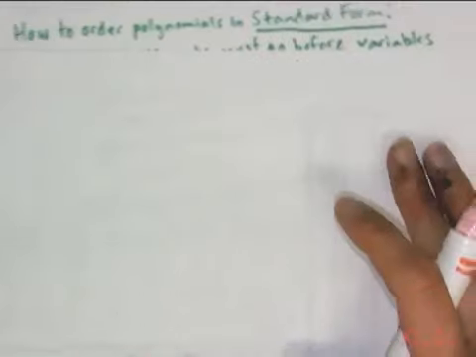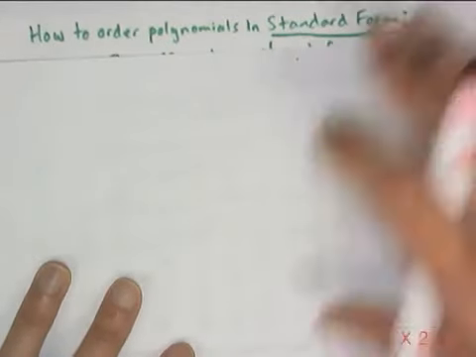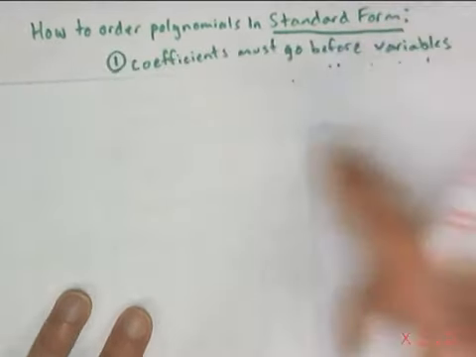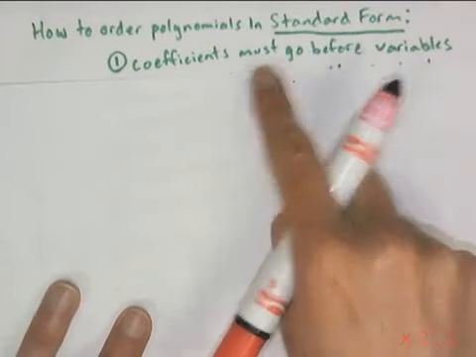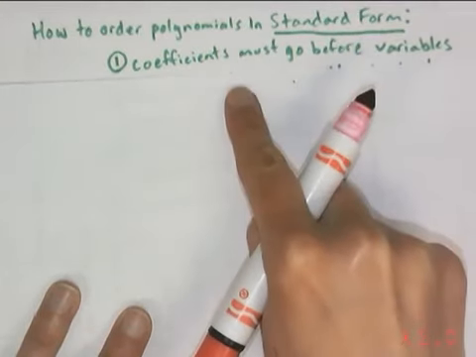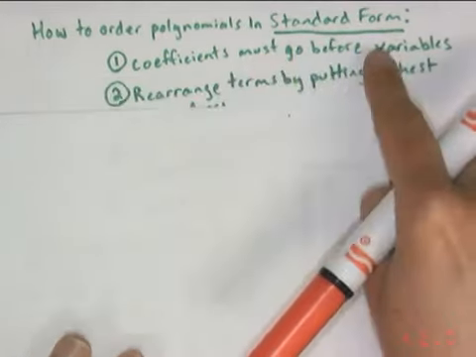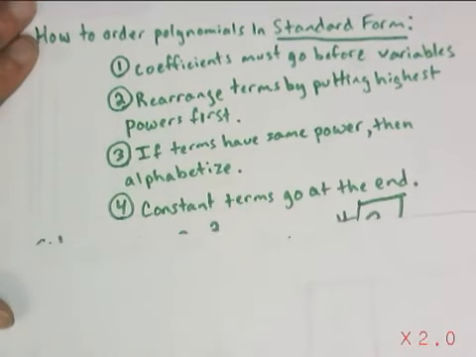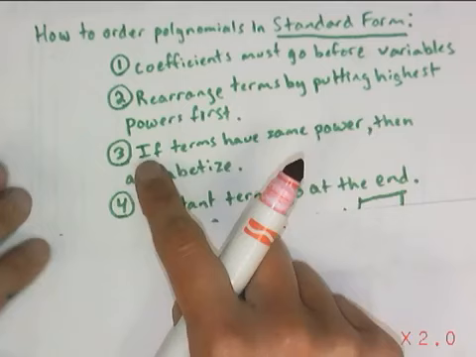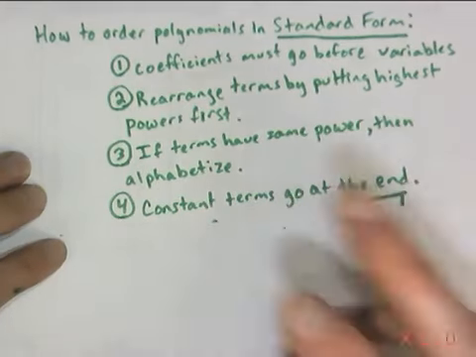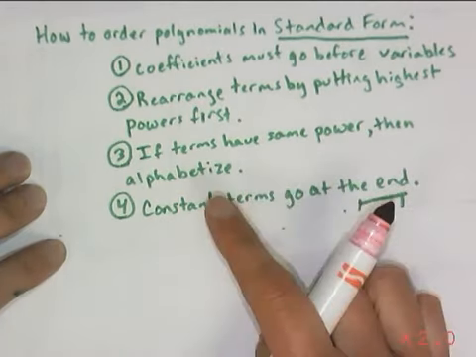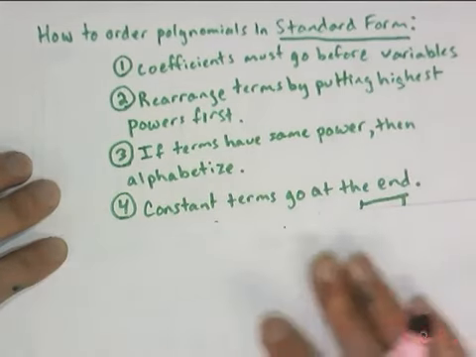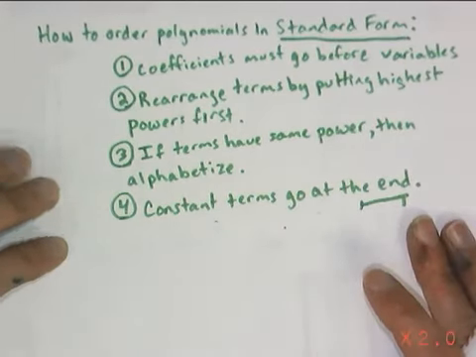So to order polynomials in what's called standard form, there's a couple of different steps that you have to do. The first is that you have to make sure that your coefficients go before your variables. The second is that you're going to rearrange the terms by putting highest powers first. And then you have to be sure that if the terms have the exact same power, then you're going to put them in alphabetical order. And always, those constant terms are at the end of your expression.